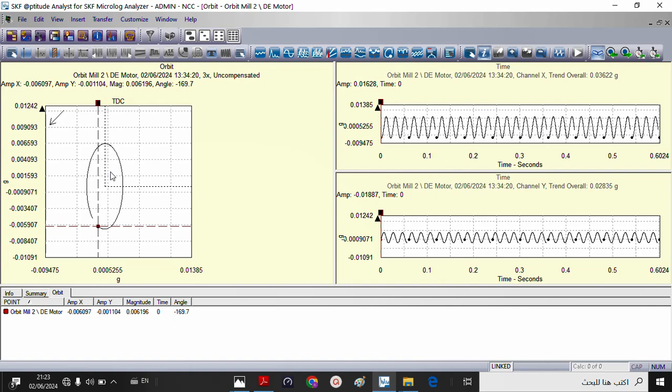In the future, we will discuss deep analysis for the orbit. Thank you very much.